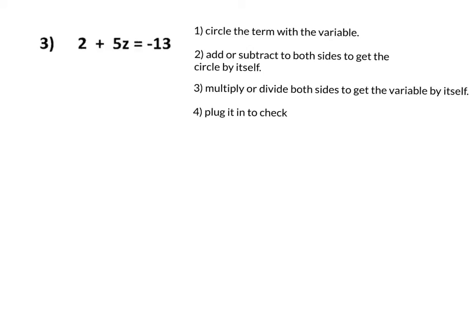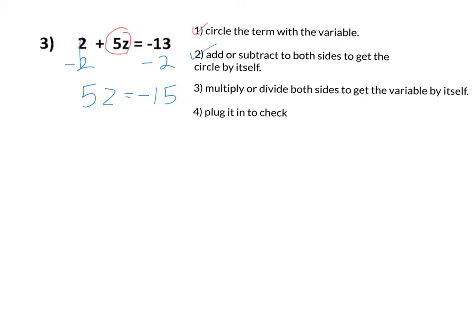Step 1. Circle the term with the variable. 5z. Step 2. Add or subtract to get the circle by itself. Here we've got a positive 2. So what's the inverse of a positive 2? The inverse of positive 2 is minus 2. And remember, we have to do that to both sides. So I have 5z is equal to negative 15.